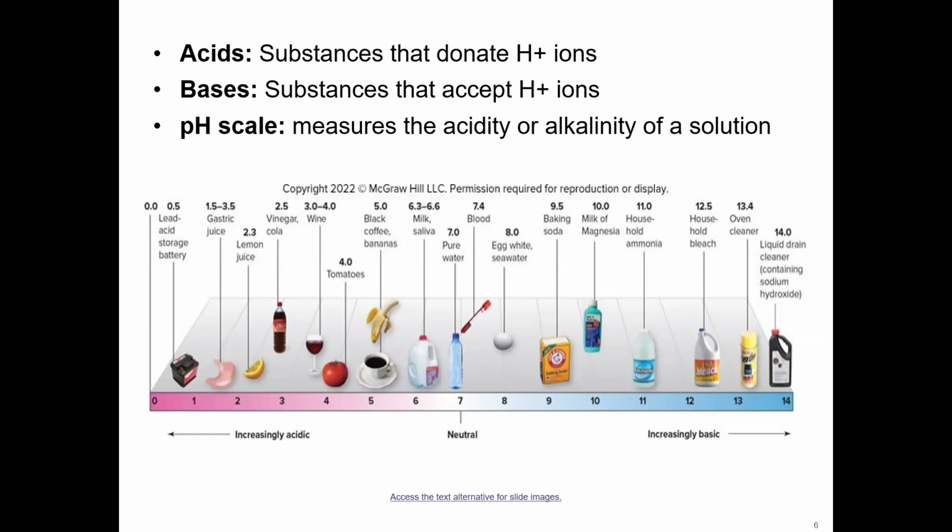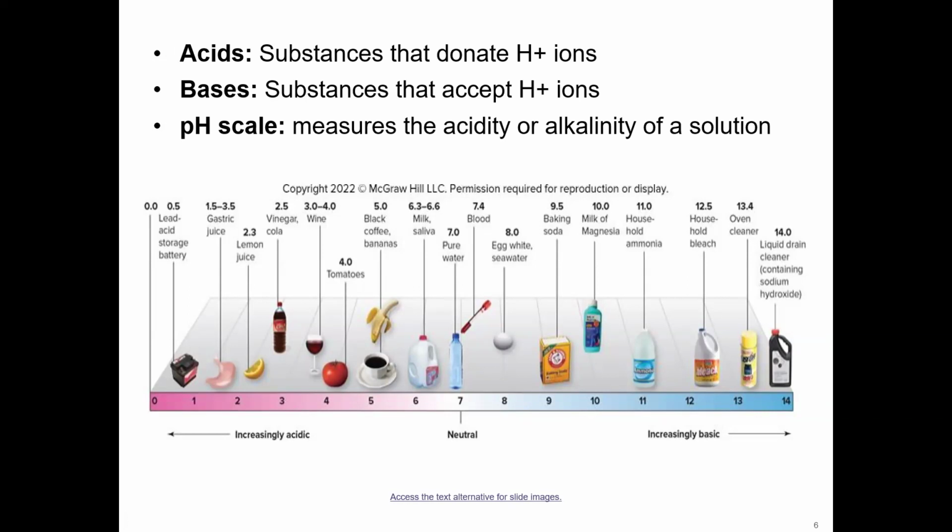Now, you can see the pH scale. Most everybody realizes how the pH scale works. 7.0 here on the figure, that's neutral, that's pure water. Anything below 7 is going to be acid. Anything above 7 is going to be basic or alkaline.